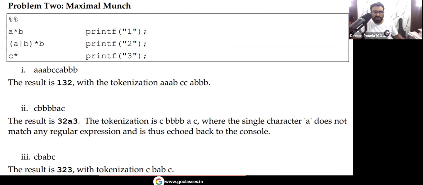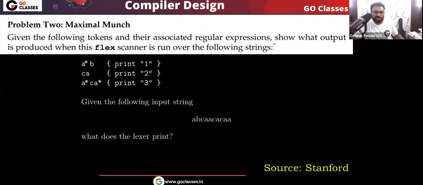Very easy. Let's solve this question from Stanford University. Another very simple question. The similar question we have already done. So let's solve this question also. Given the following tokens and their associated regular expressions, these are the tokens, token 1, token 2, token 3, and these are the corresponding associated regular expressions. Show what output is produced when we run the scanner on this string. So this is the input string, and what will be the output? What will the lexical analyzer print? Means what will be the output token stream?